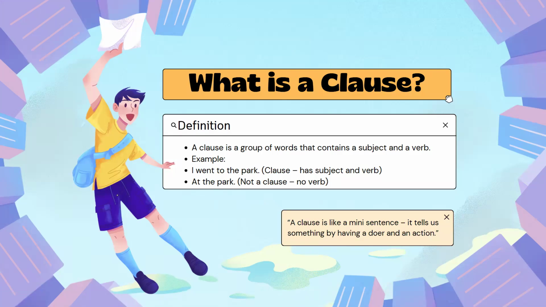First, let's understand what a clause actually is. A clause is a group of words that has a subject and a verb. That is the most basic rule. Let me give you an example.